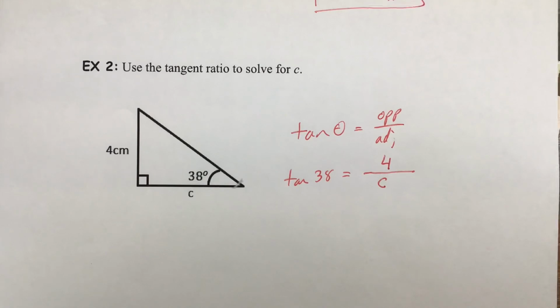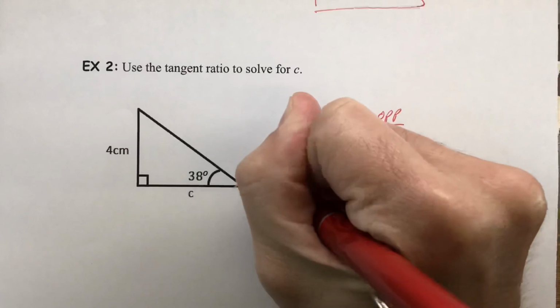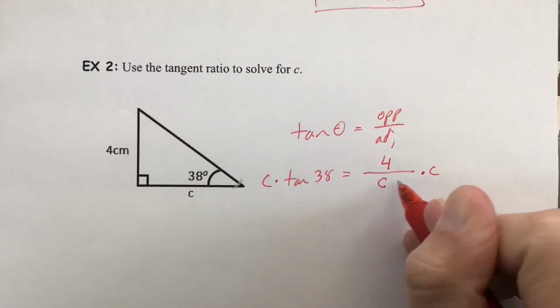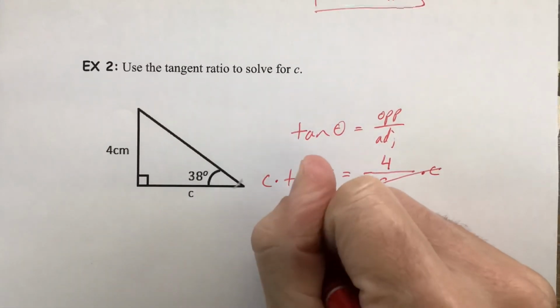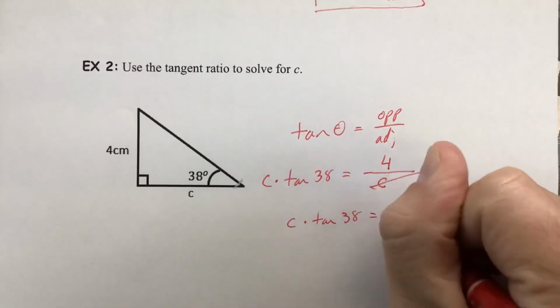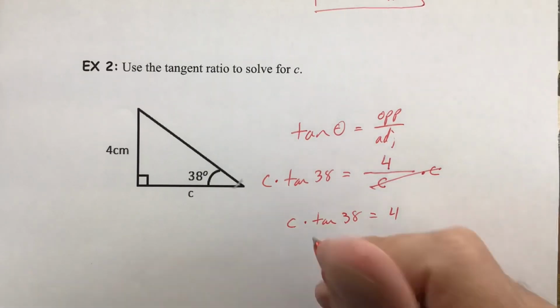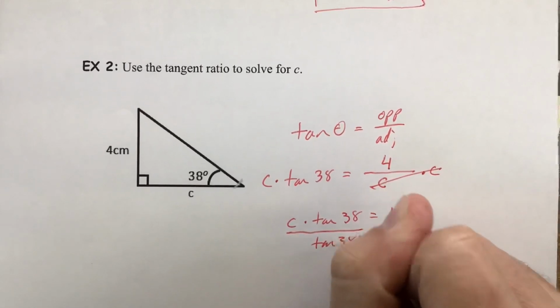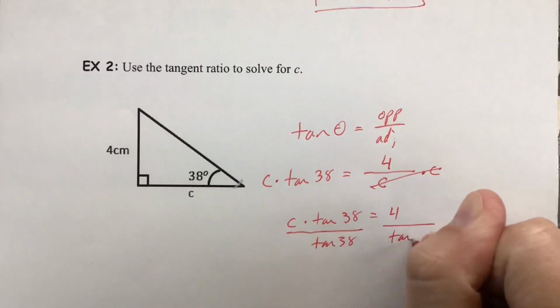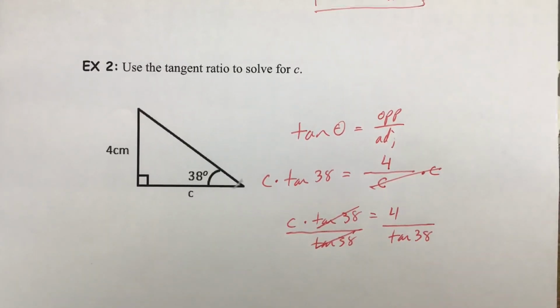All right, so in the 2 parts, what you actually have to do is multiply both sides by C. Okay, because you need to get that out of that denominator position. All right, so that'll give us C times tangent 38 is equal to 4. All right, and then to get C by itself, you divide by the tangent of 38. That'll cancel out, which will give you C by itself. So ultimately, C is going to be 4 divided by the tangent of 38.